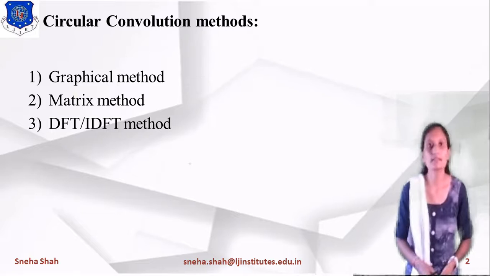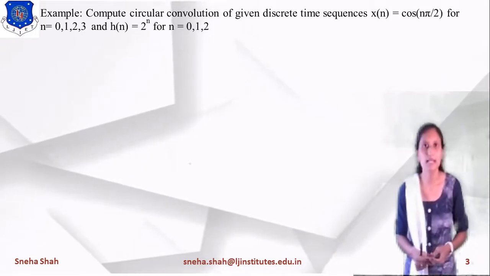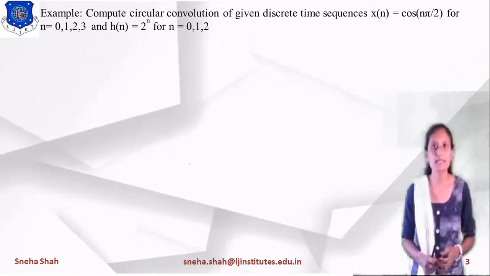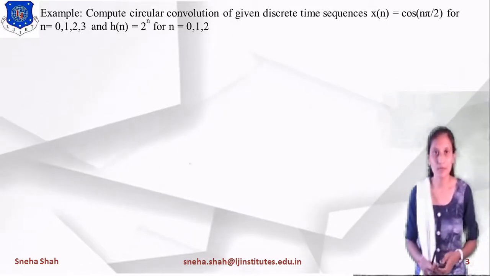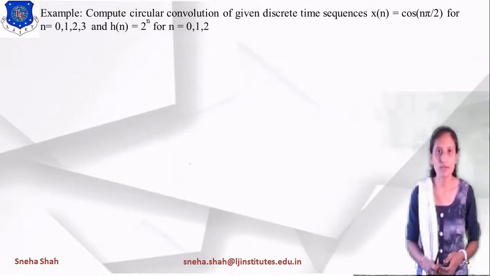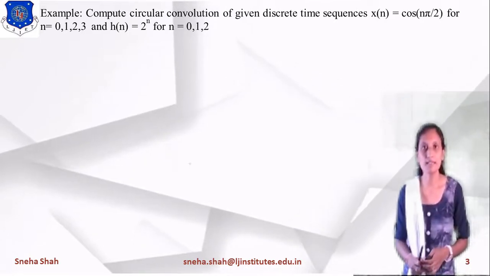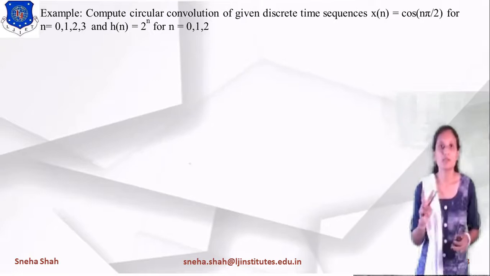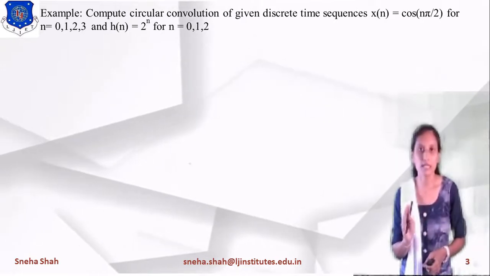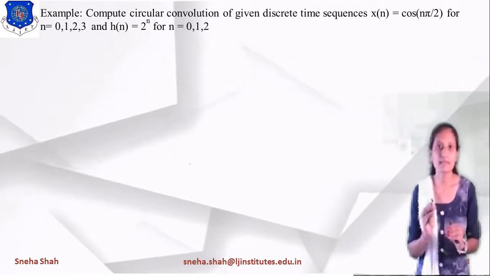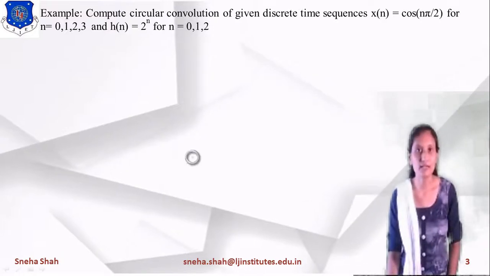Starting with the first example: compute the circular convolution of the given discrete time sequences x of n equals cos n pi by 2 for n equals 0, 1, 2 and 3, and h of n equals 2 raised to n for n equals 0, 1 and 2. So you are given two sequences x of n and h of n, and you have to find the circular convolution. I will explain this example by these three different techniques. The first technique is the graphical method.